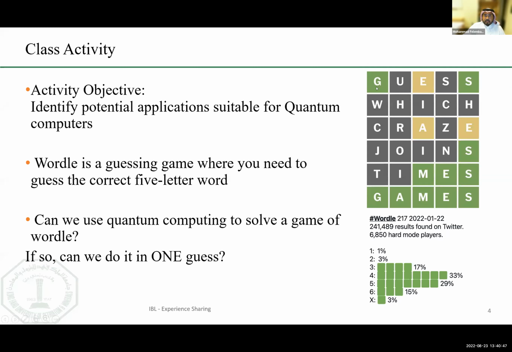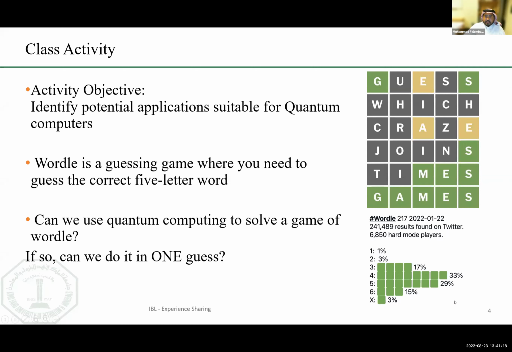So, for example, in the first case, you have G and S in the right place. U is not in the word. There is no other S in the word, but E is in the correct word, though not as the third letter. So the right word is games, right? So the question here is: can we use quantum computing to solve a game of Wordle? And if so, can we do better than the classical way?